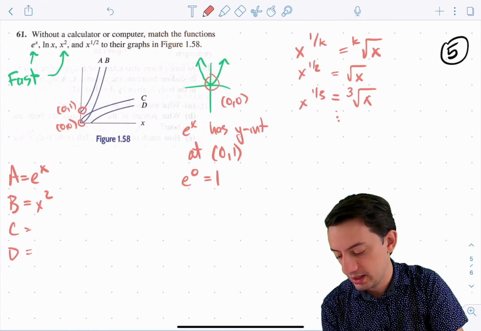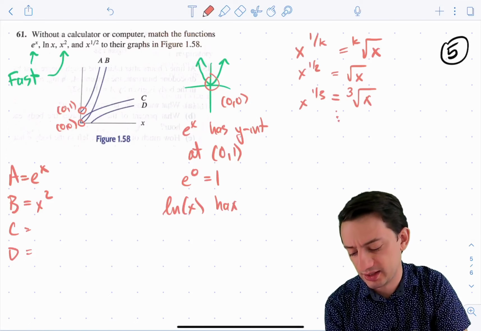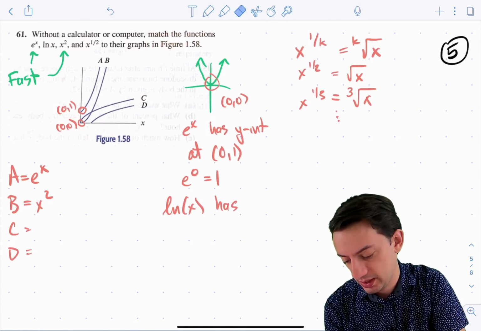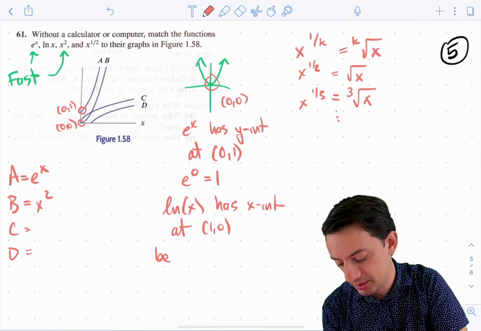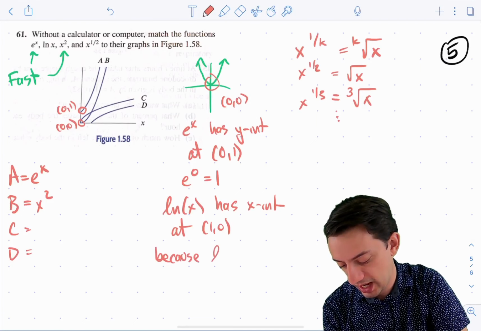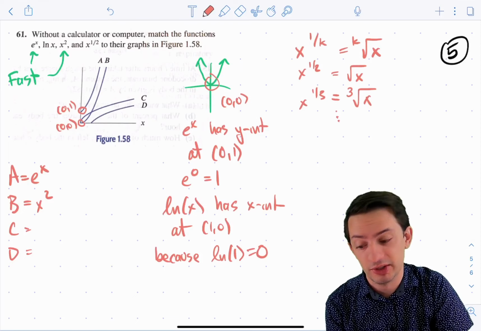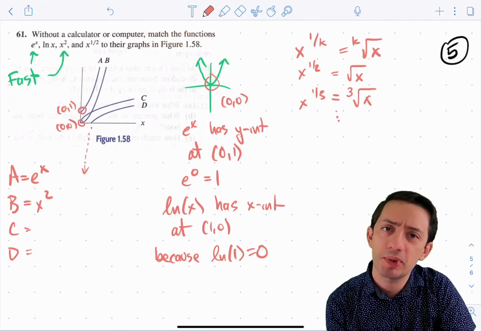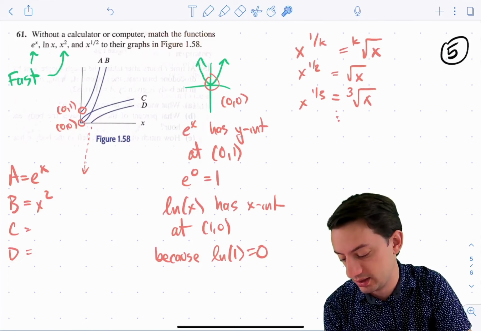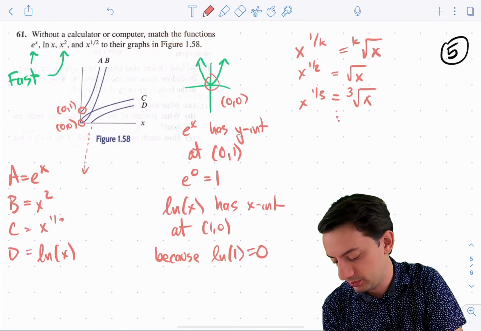So what does the natural log of x do? Where does it cross the x-axis? Oops, that should be has. It has its x-intercept at 1, 0, and this is because the natural log of 1 is 0. If you go back and look at our graph for the natural log of x, that's what it looks like. If you were to keep drawing it, it kind of goes like that and has an asymptote. So that means d must be the natural log of x because the natural log does not cross through the origin like c does. So d is the natural log of x, and that means c must be x to the 1/2, or the square root of x.